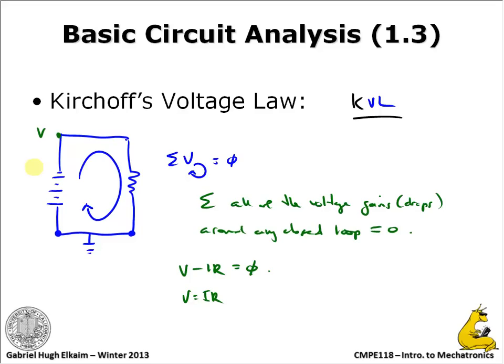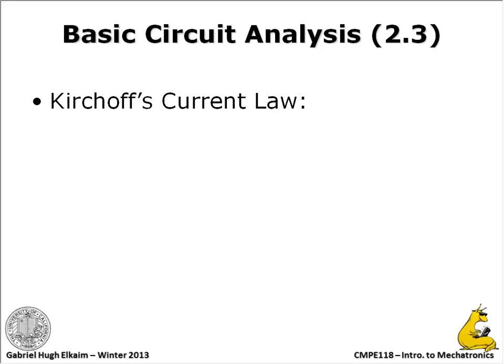So this is one. The other one we use is Kirchhoff's current law, KCL. What this one says is that to any node, all of the current flowing in must equal all of the current flowing out, and the current can't accumulate inside any node. Kirchhoff's voltage law is the equivalent of conservation of momentum, and momentum cannot be changed without an external force. And this one is the equivalent of conservation of mass. I can't accumulate mass.